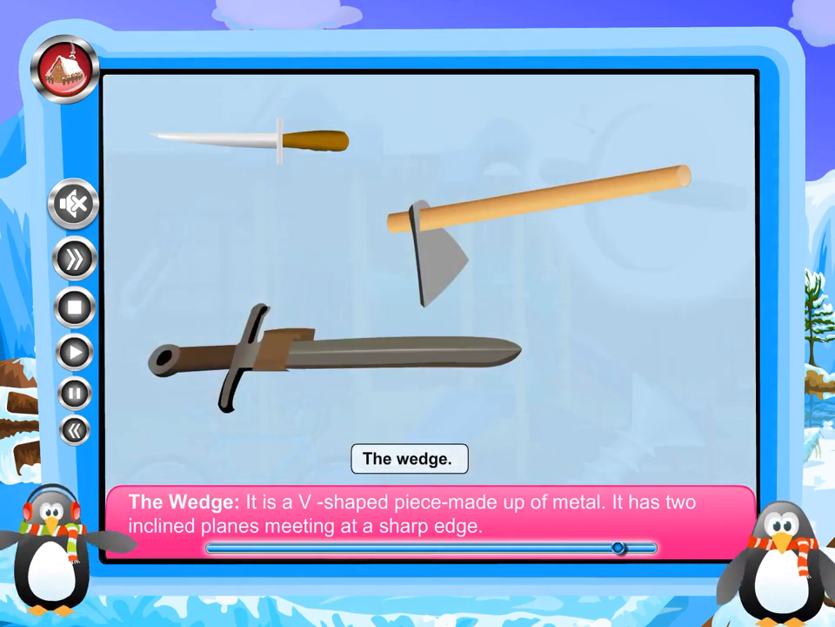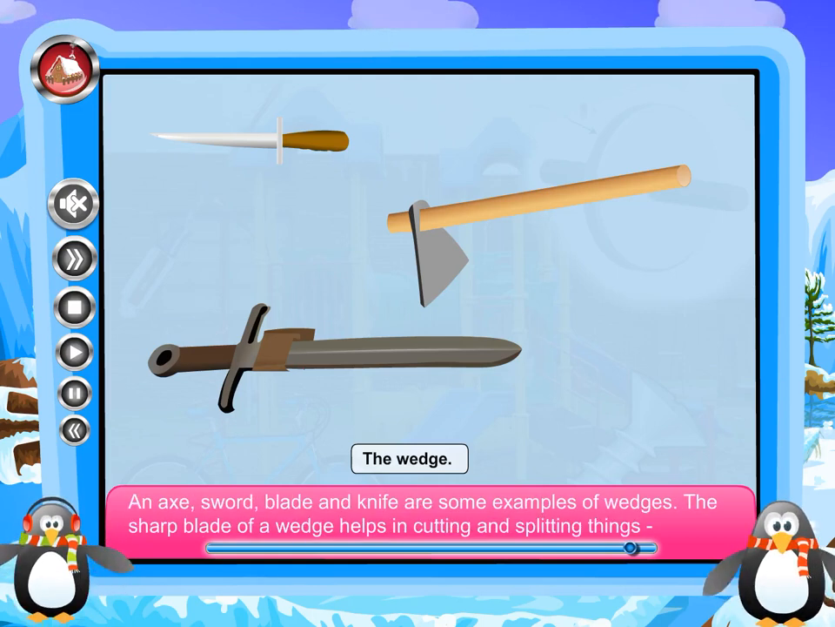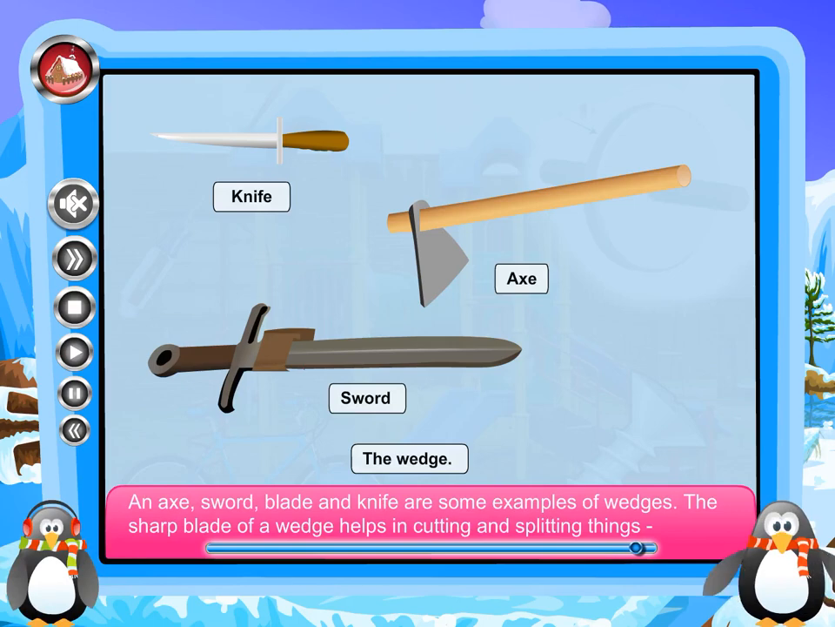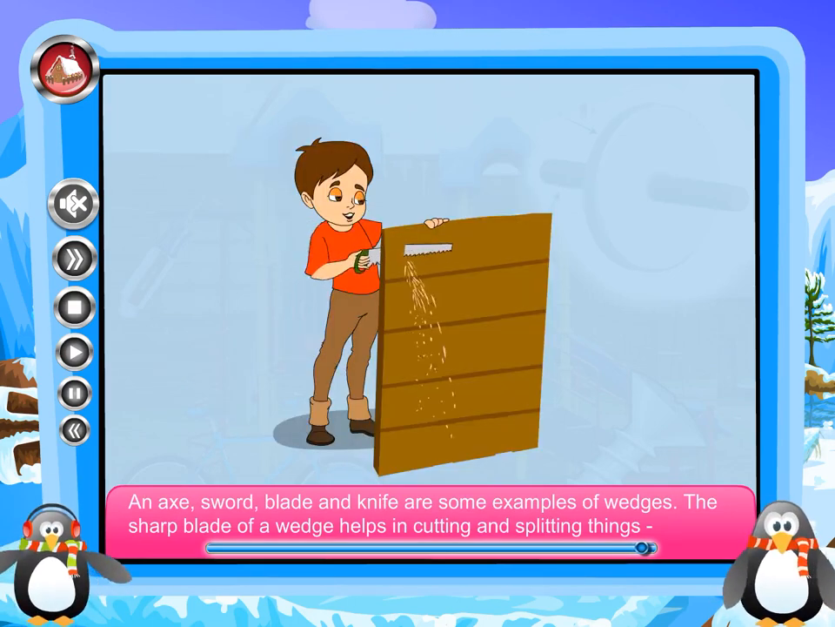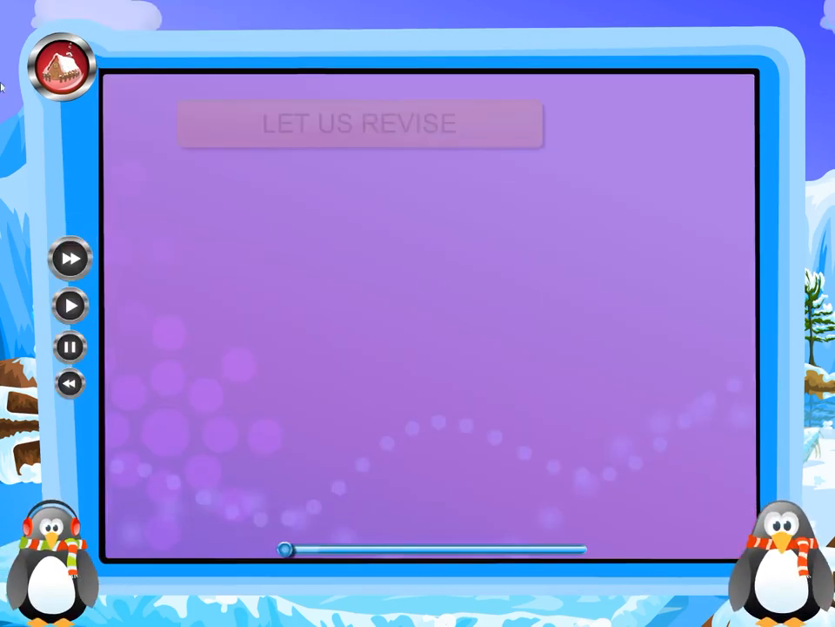The wedge. It is a V-shaped piece made up of metal. It has two inclined planes meeting at a sharp edge. An axe, sword, blade, and knife are some examples of wedges. The sharp blade of a wedge helps in cutting and splitting things. Let us revise.